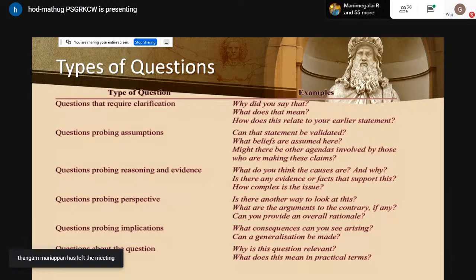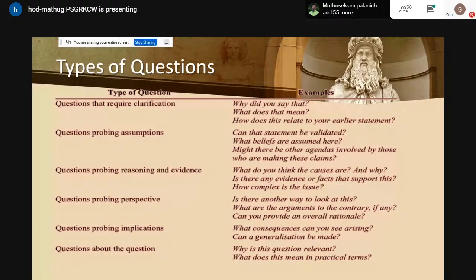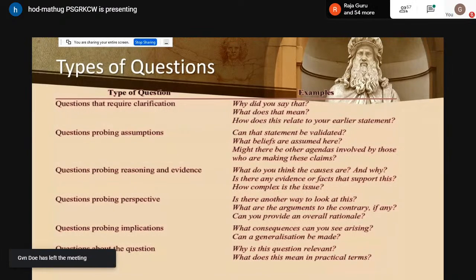And questions probing implications. This will find out whether the student knows how to find out the consequences of the concepts. What consequences can you see arising? Can a generalization be made? When I say one particular number is a prime number, can I say every number of that type will be a prime number? So can a generalization be made?